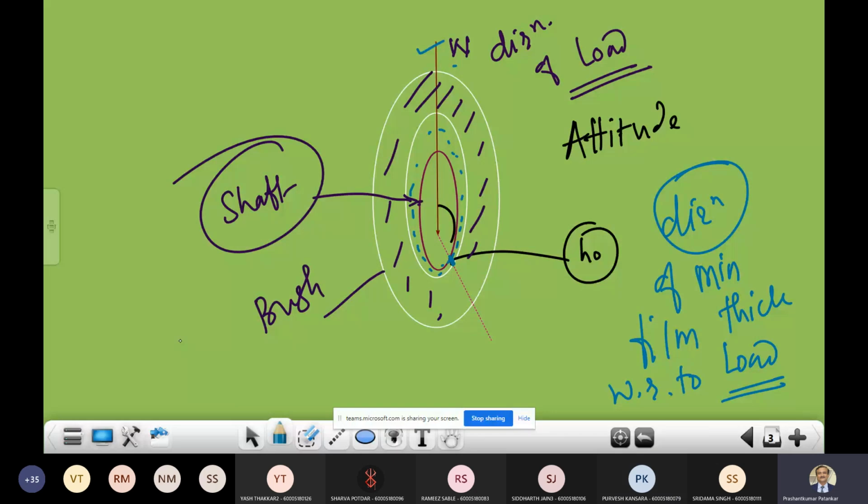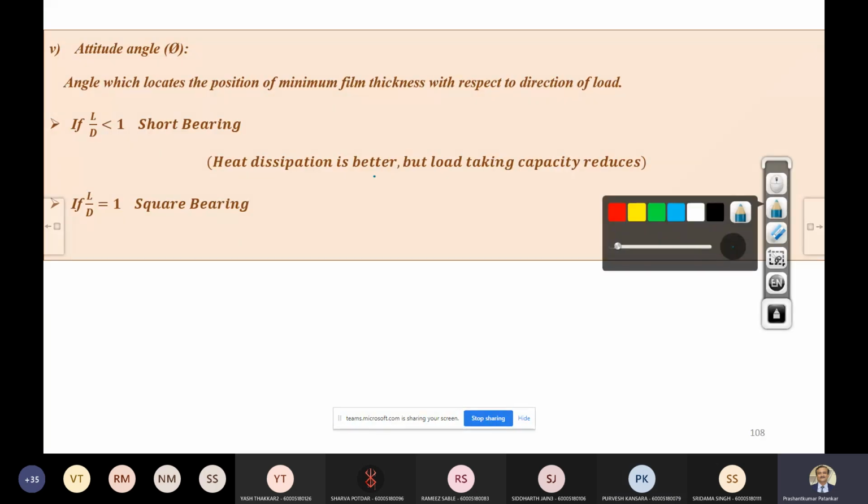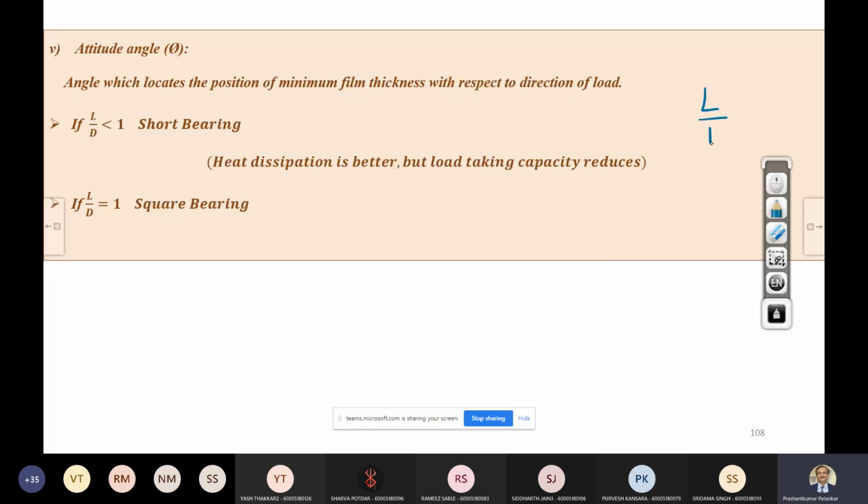Now another term as far as hydrodynamic journal bearings are concerned: the L by D ratio matters a lot. L is the length of your bush, the length of your bearing, and capital D is the diameter of your journal, the inside diameter of your bearing. For the L by D ratio there are three possibilities: it is equal to 1, greater than 1, or less than 1.